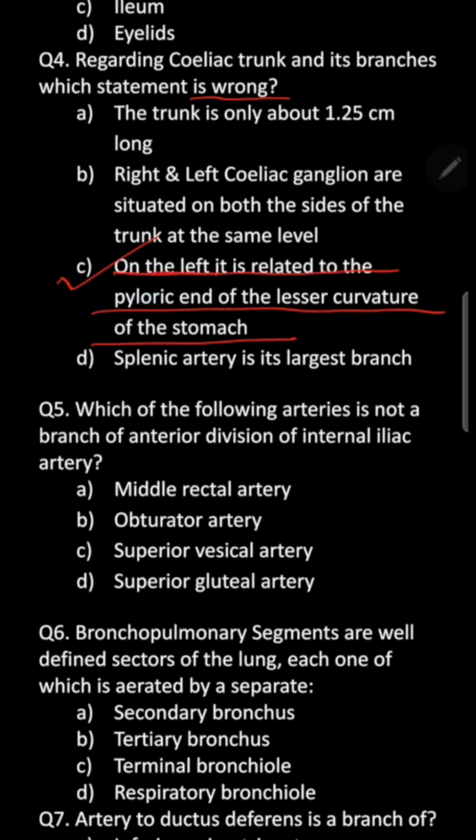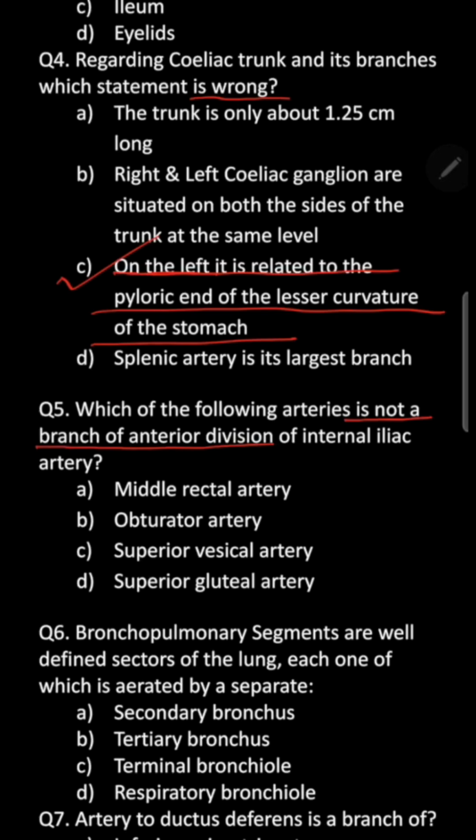MCQ number 5. Which of the following arteries is not a branch of anterior division of internal iliac artery? Middle rectal artery is a branch. They have asked which is not a branch of anterior division of internal iliac artery.